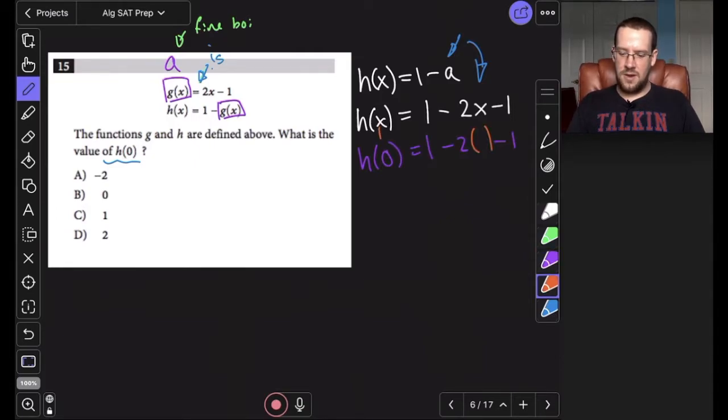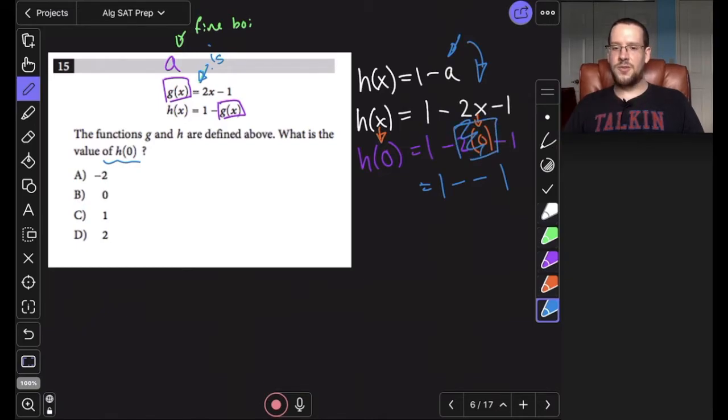What changed from here to here? Well, the x turned to 0. So let's see what changes from here to here. The x turns to 0. 2 times 0 is 0. So we're left with minus 1, because this thing goes away. 2 negatives make a positive. This is 2. h of 0 is 2.